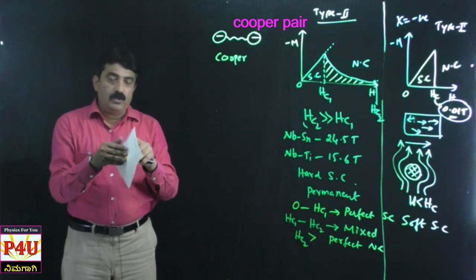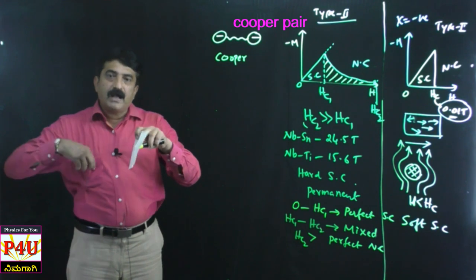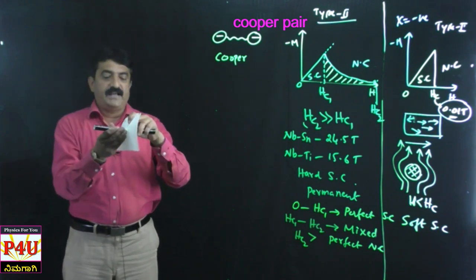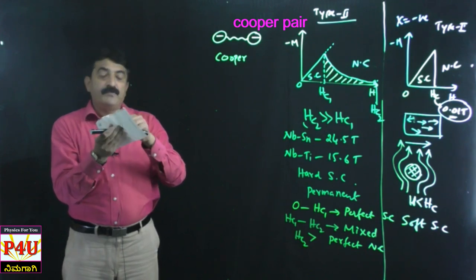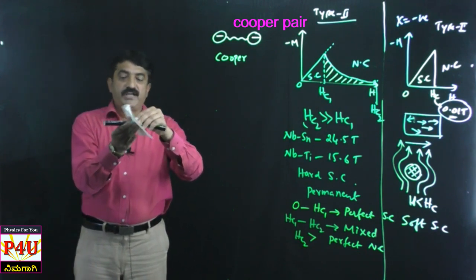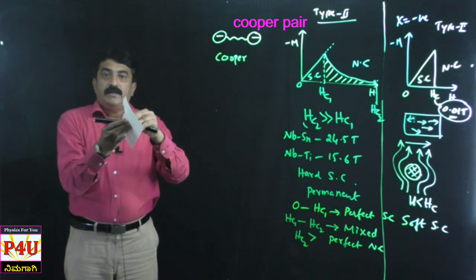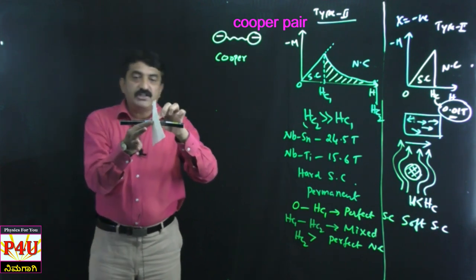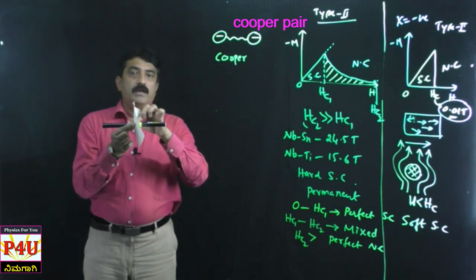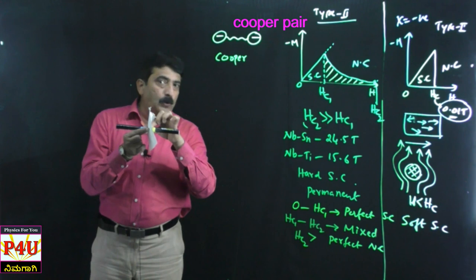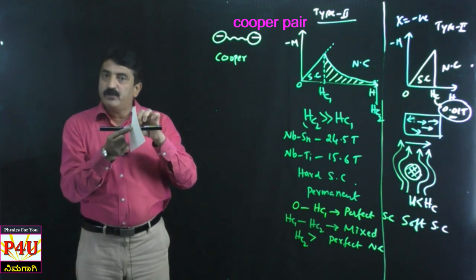Next, keeping this here, I bring another magnet's north pole to this side. When I bring another magnet this side, what will happen? That also gets stuck to the sheet, right? So this side is getting stuck to the sheet, not because that is North Pole. It is not at all feeling North Pole. It is feeling the iron. Are you getting my point?